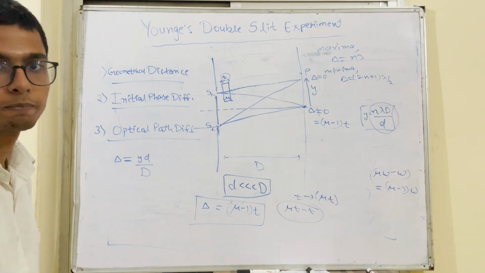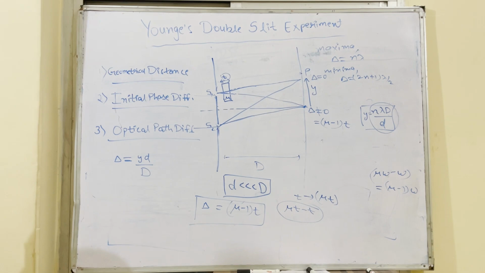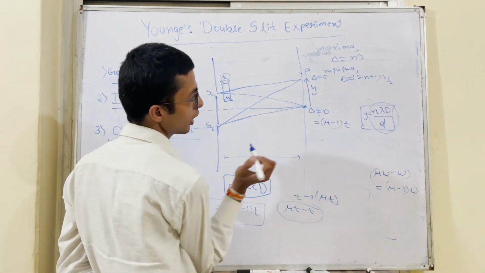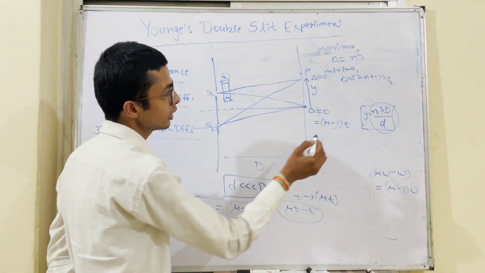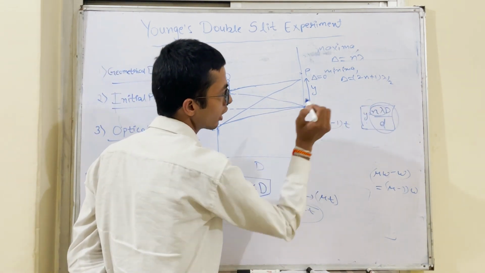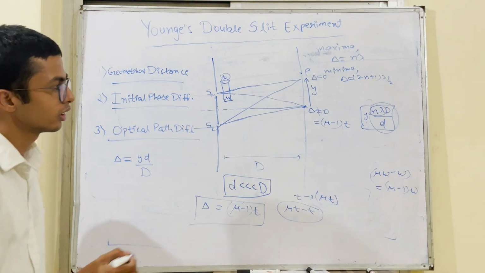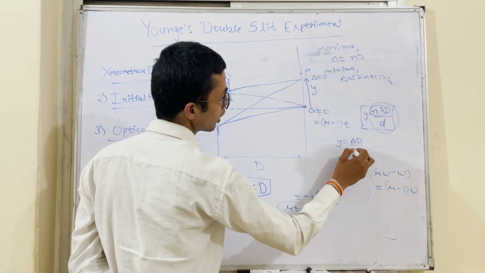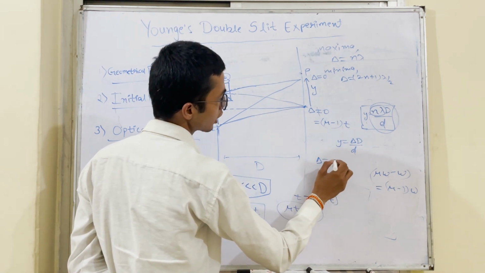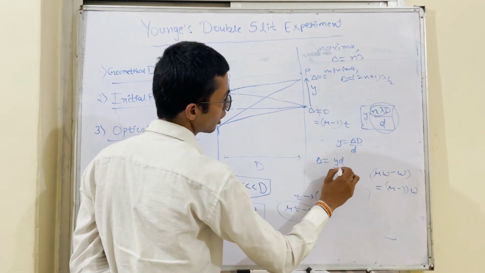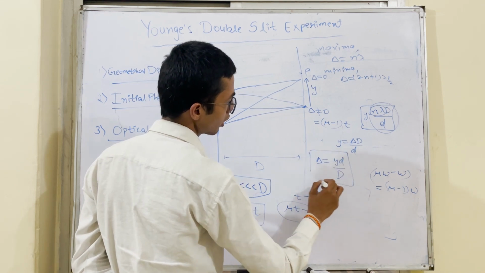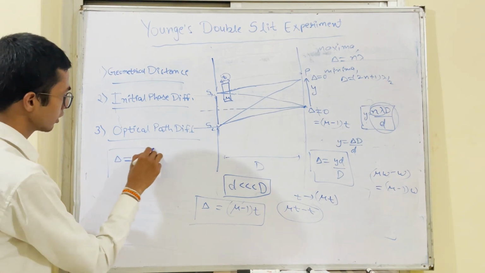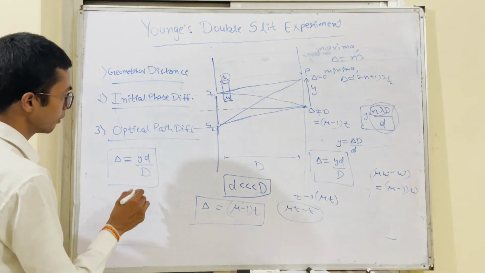Am I writing correct? See here. Because for maximum we write y as n lambda capital D by small d. In that, the maximum n lambda we called delta. So we can write y is equal to delta capital D by small d. So delta is coming as y d by capital D. Is it right? So I am writing delta as y small d divided by capital D.